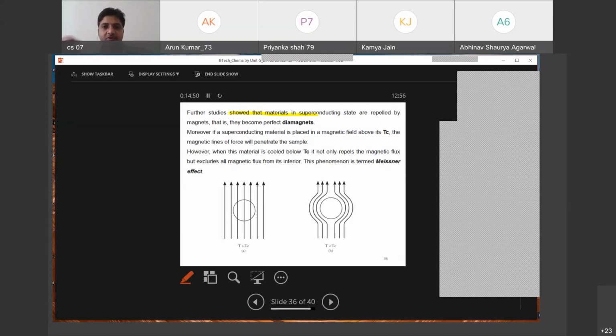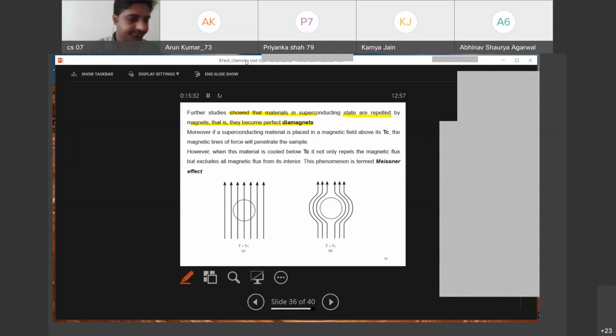Okay, it is in our hand. So when you have a metal present in the superconducting state, it is diamagnetic in nature. Remember, this is a crucial point. When any metal is present in its superconducting state, it is diamagnetic in nature. It is diamagnetic in nature.